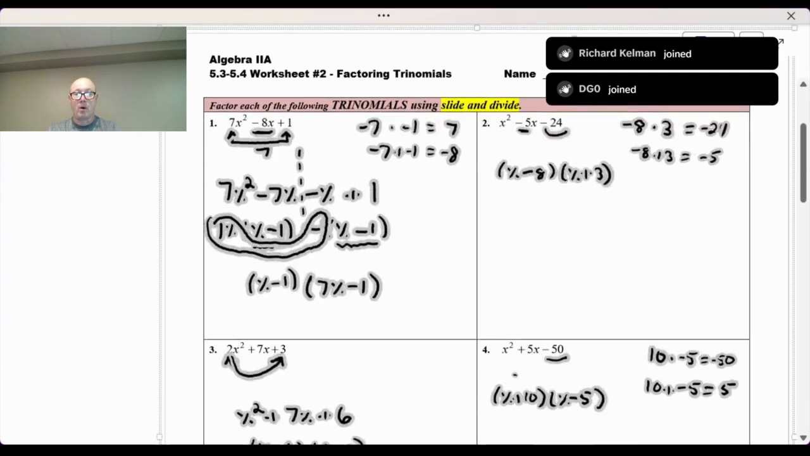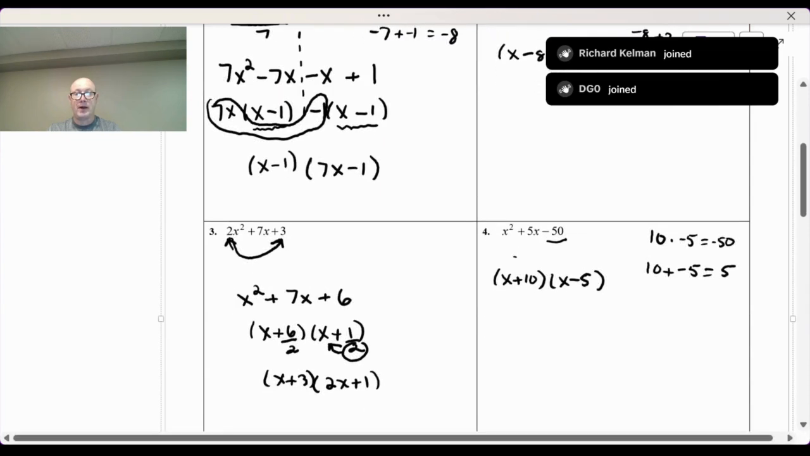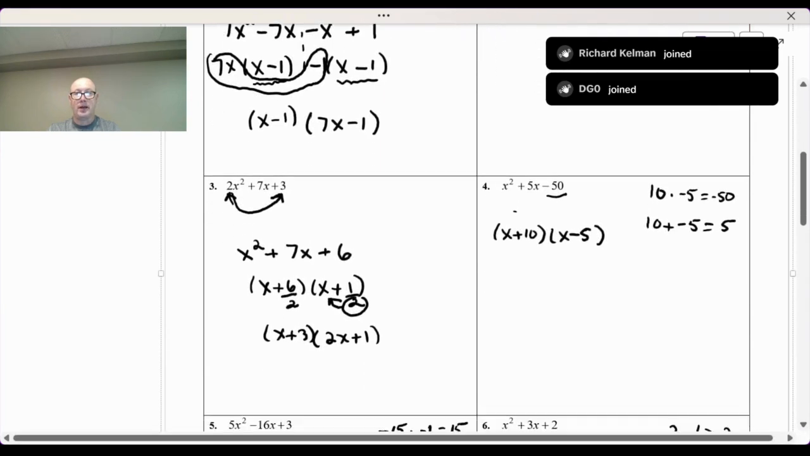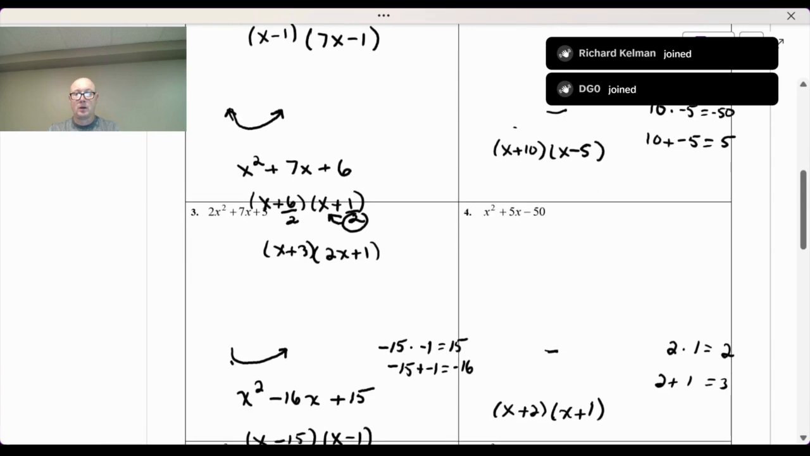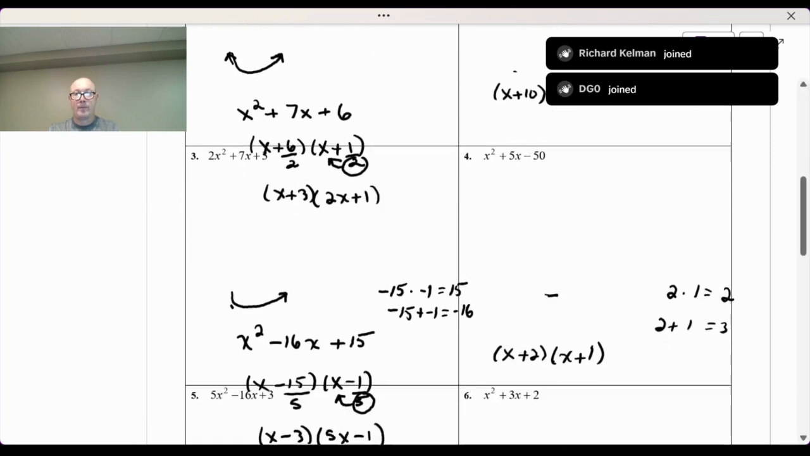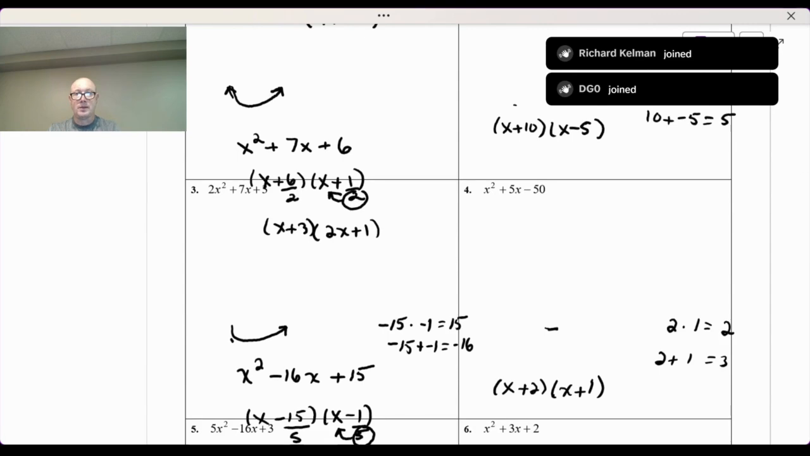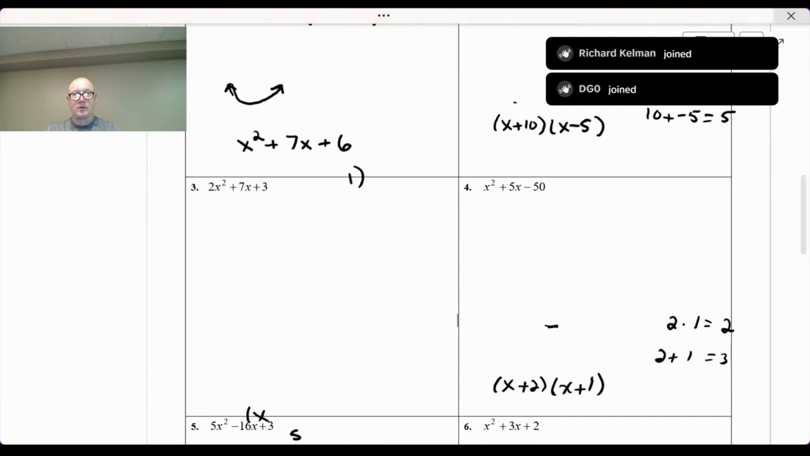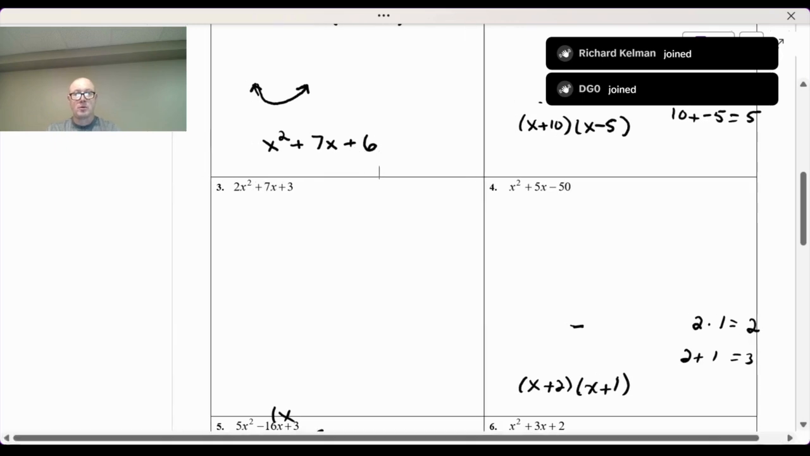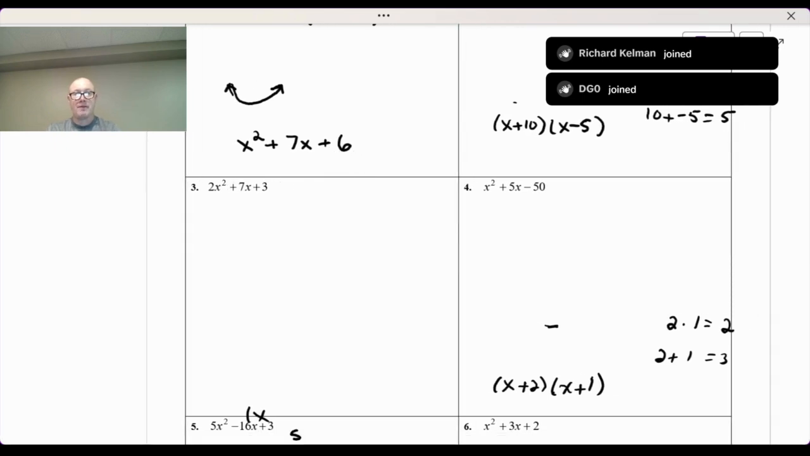All right, let's do one more. I'll show you with factor by grouping. So let's do number 3 with factor by grouping. Oh, I messed that up. All right, let me just erase this here. Okay, so factor by grouping, let's do 2x squared plus 7x plus 3.